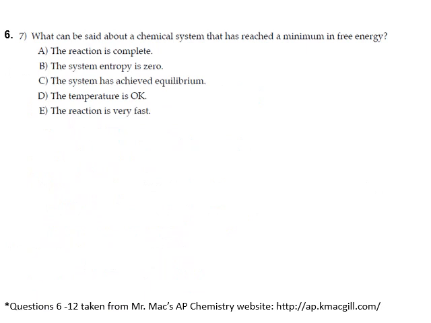All right, so let's take a little bit of a mental break here and do some easy ones. What can be said about a chemical system that has reached a minimum in free energy? And I'll let you look at that for just a few seconds.